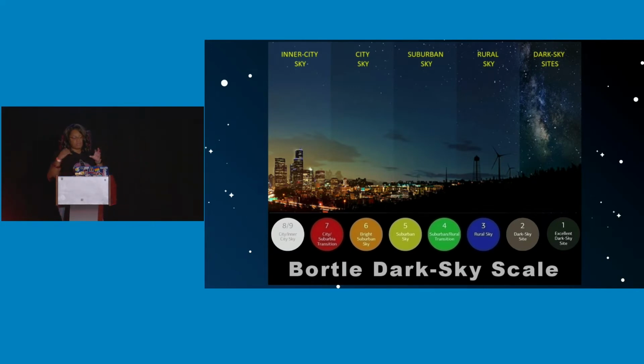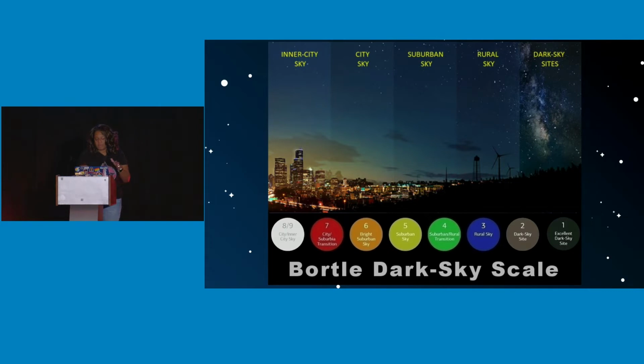So the Bortle dark sky scale is a scale that people use, especially in astronomy photography, to understand how much of the sky they're going to be able to see. And so this one on the extreme side is something that you're probably never going to see. There will always be some light that does cause some pollution.